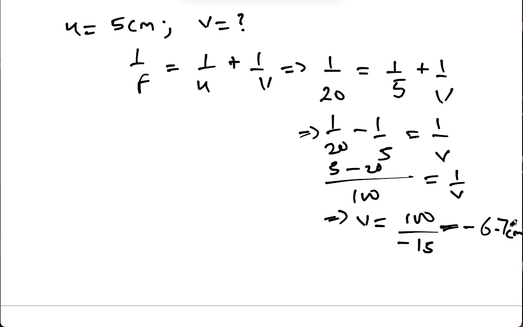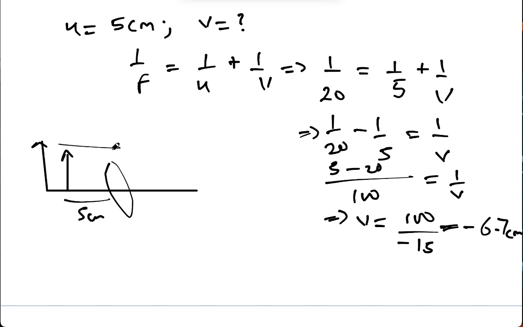Having this negative sign means that our image is virtual. From what I've already explained earlier, if this is the lens and the object is somewhere here, which is 5 centimeters, then the image is further, somewhere here, at a total distance of 6.7 centimeters from the lens. So if this is 6.7 and this is 5 centimeters, the distance between the two of them will be 6.7 centimeters minus 5 centimeters, which is 1.7 centimeters. So the correct answer there is 1.7 centimeters.